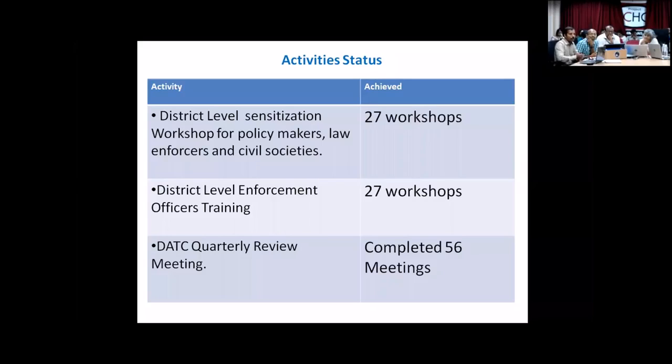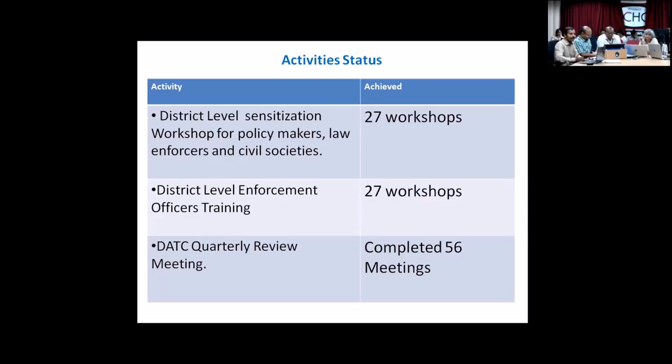Because in the initial need assessment, we thought that the government officials are not aware about the COTPA, number one. Number two, they were unaware about how to implement the tobacco control laws, what the sections are, and what mechanisms they want to implement this law. And in Karnataka, so far we have completed 56 DATC quarterly review meetings.